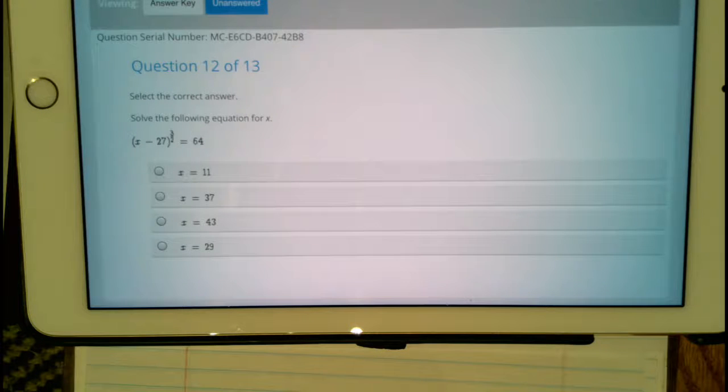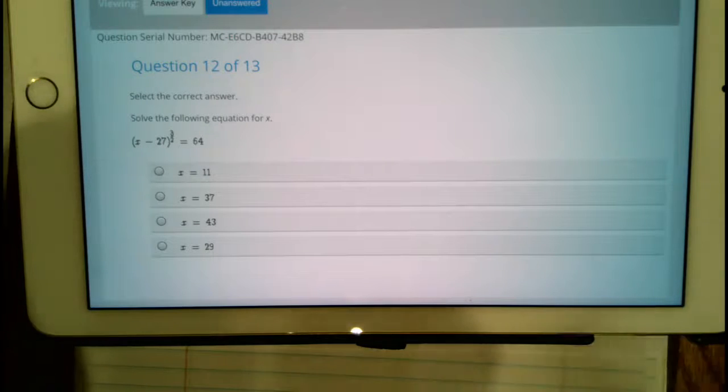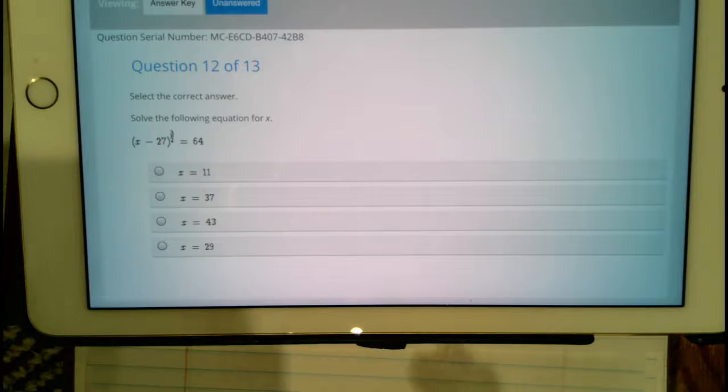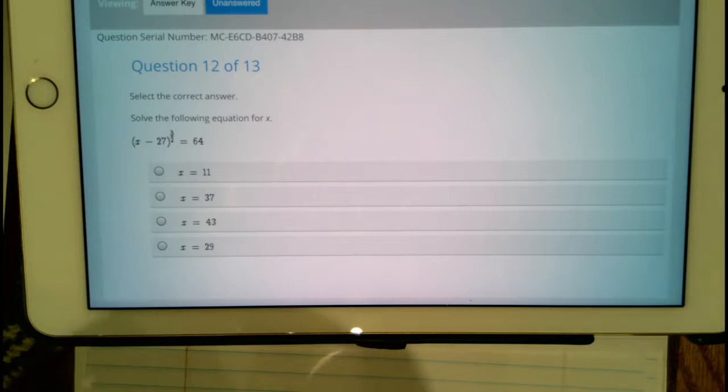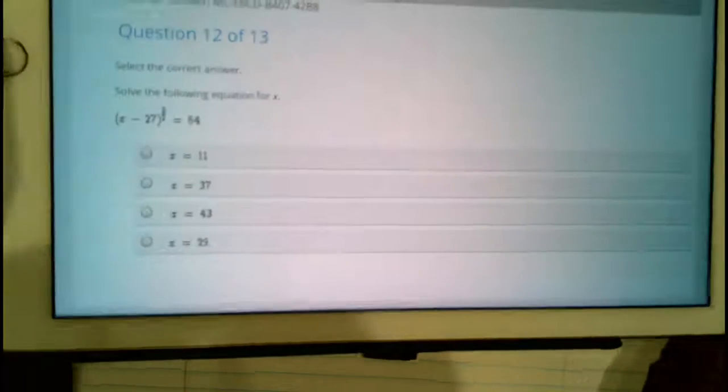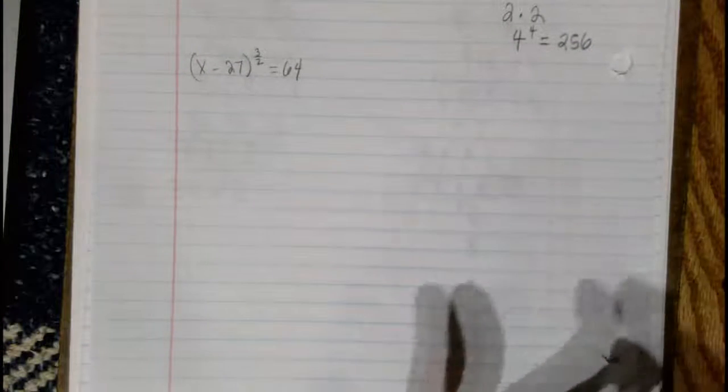Solve the following equation for x. (x − 27)^(3/2) = 64. Again, now that we've seen it, one thing to notice: we don't have any answers that are no solution, so that's good. So we'll flip over here to notebook paper to finish this problem.